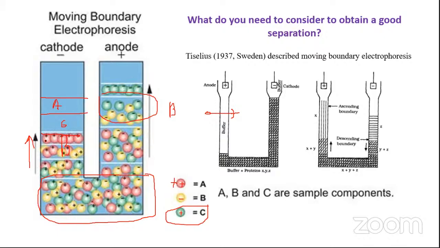Same is true for A over here, which is already very near to the cathode. So all those molecules of A which were at the beginning of the experiment already here will immediately move towards the cathode and will strike the cathode. So they will be destroyed. Yes or no? Are you getting the point of what I'm trying to convey?